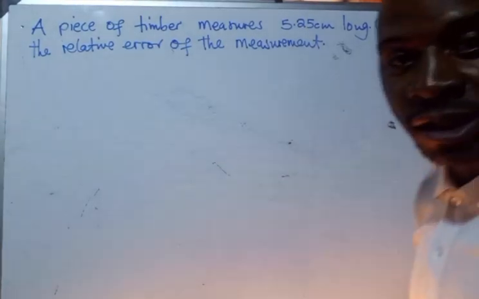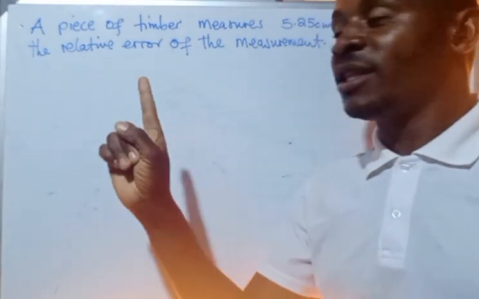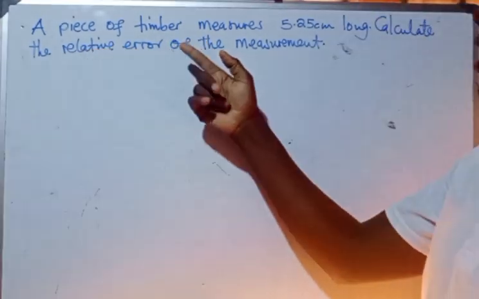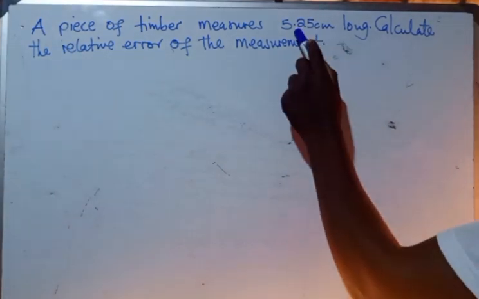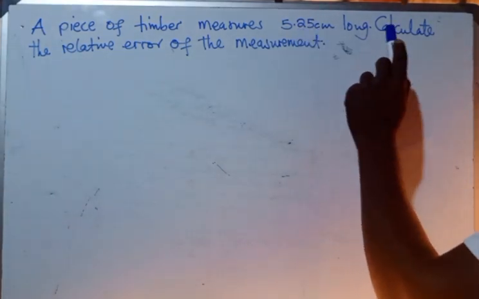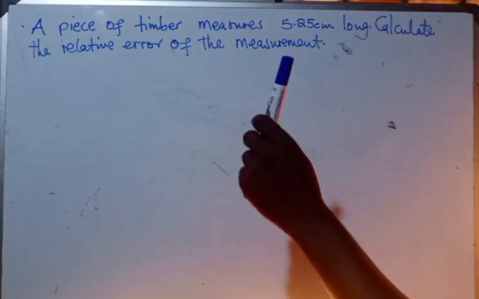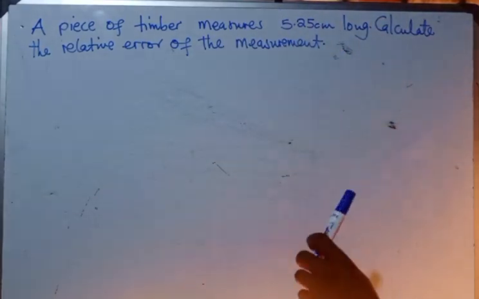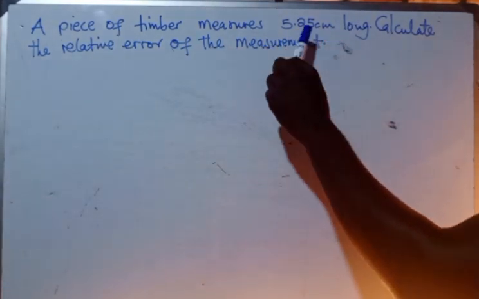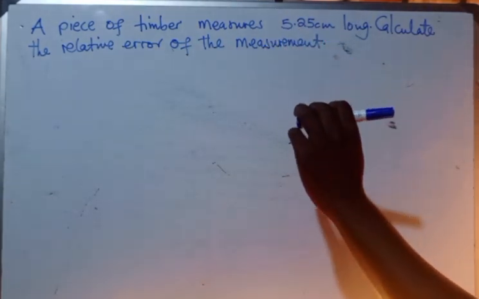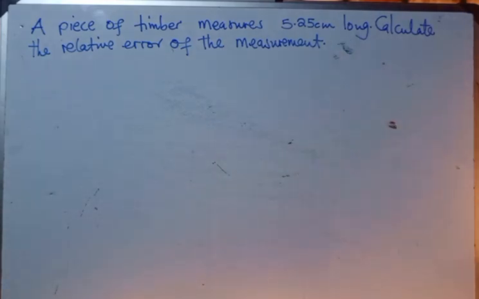We have another question. This question is one of the exam questions. The question is saying a piece of timber measures 5.25 centimeter long. So calculate the relative error of the measurement. This is a piece of timber and the length of it is 5.25 centimeter. Then we calculate the relative error.